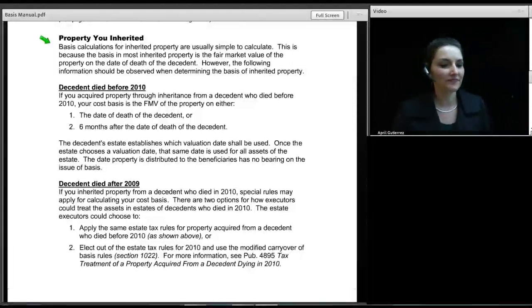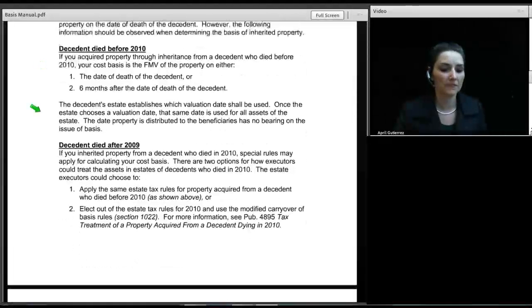So let's see why. Basis calculations for inherited property are usually simple to calculate, as I just said, and this is because the basis in most inherited property is the fair market value of that property on the date of death of the decedent. However, the following information should be observed, and you should be aware of it as tax professionals, because it can come into play, even though it is rare.